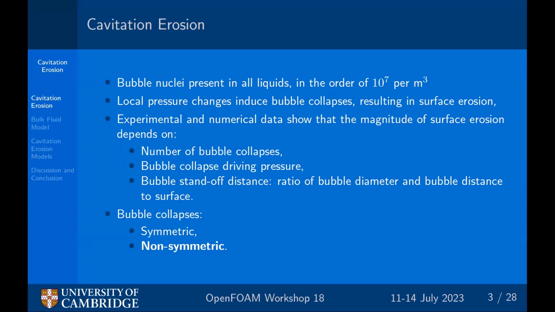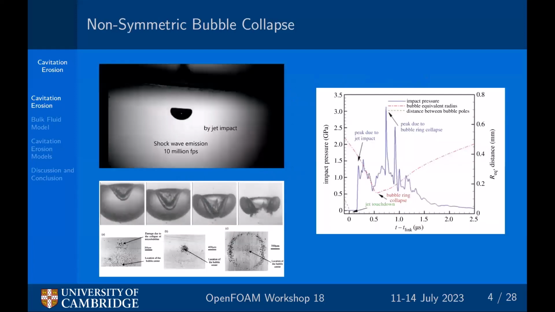If we look at experiments and numerical data, we can see that the magnitude and occurrence of cavitation erosion depend on the number of bubble collapses, the bubble collapse driving pressure, and the bubble standoff distance, which is the ratio of the bubble diameter and the distance of the bubble from the surface. We discern between two bubble collapses: symmetric bubble collapses, which happen in a uniform field, usually far away from the surface, and non-symmetric bubble collapses.